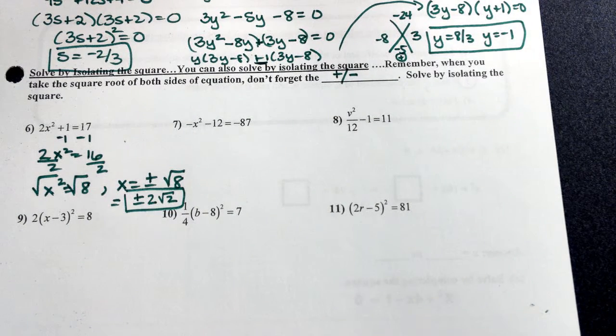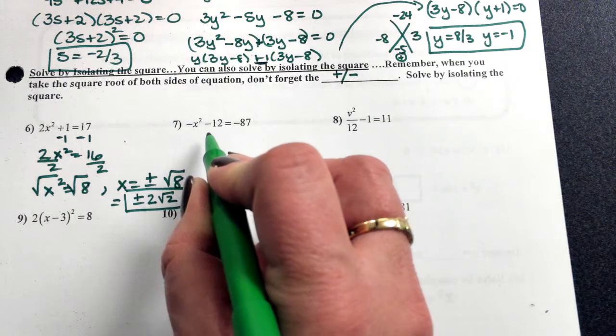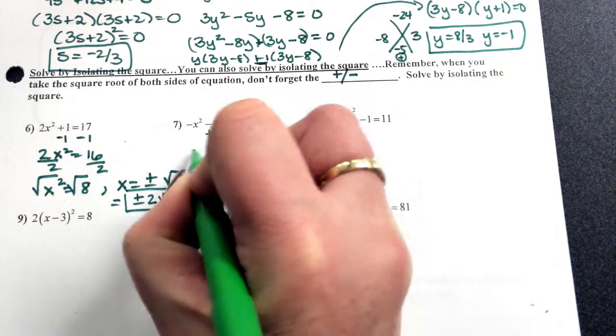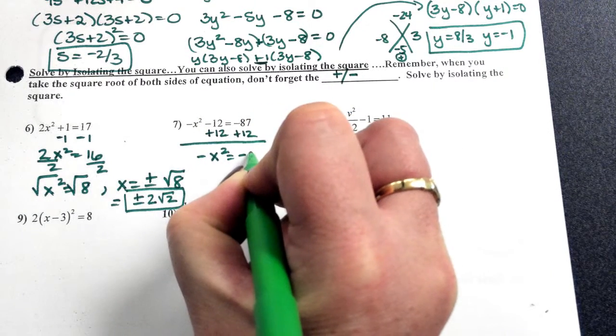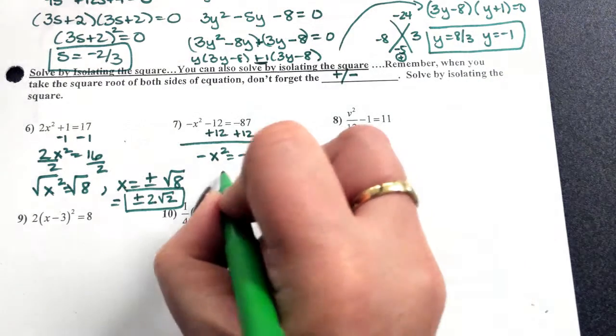Big common error I see with this is you guys forget that plus or minus, which when we were solving those trig equations back in Unit 5, we had to go back over that as well. All right, so let's take a look at number 7. What's going to be the first step here? I'm going to add 12. So I have negative x squared is equal to negative 75. Divide by a negative 1.